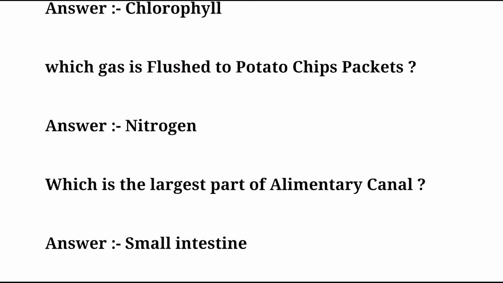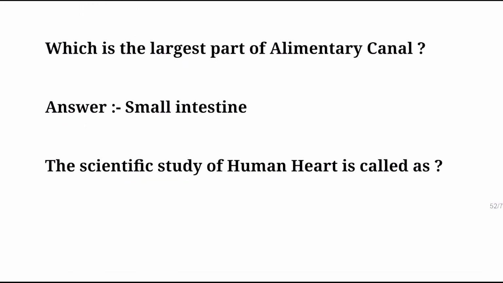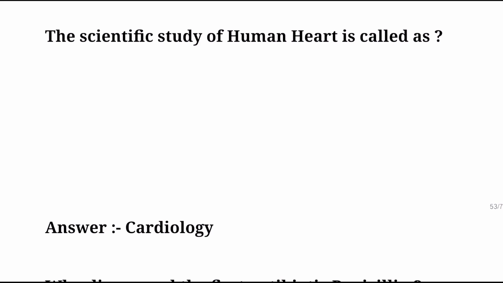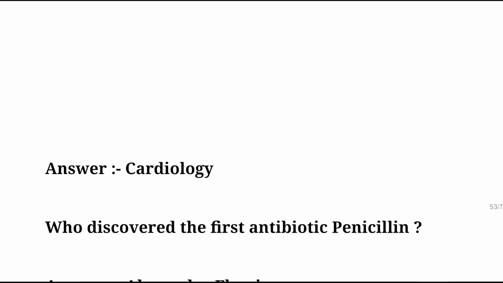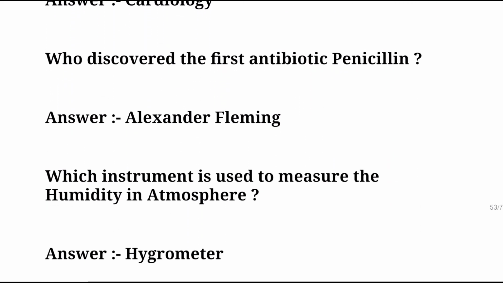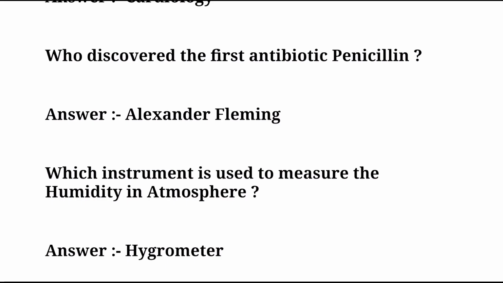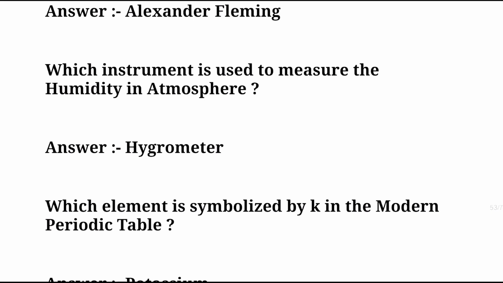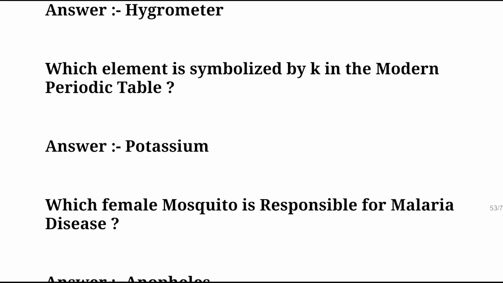Answer: nitrogen. Which is the largest part of alimentary canal? Answer: small intestine. The scientific study of human heart is called as? Answer: cardiology. Who discovered the first antibiotic penicillin? Answer: Alexander Fleming. Which instrument is used to measure the humidity in atmosphere? Answer: hygrometer. Which element is symbolized by K in the modern periodic table?